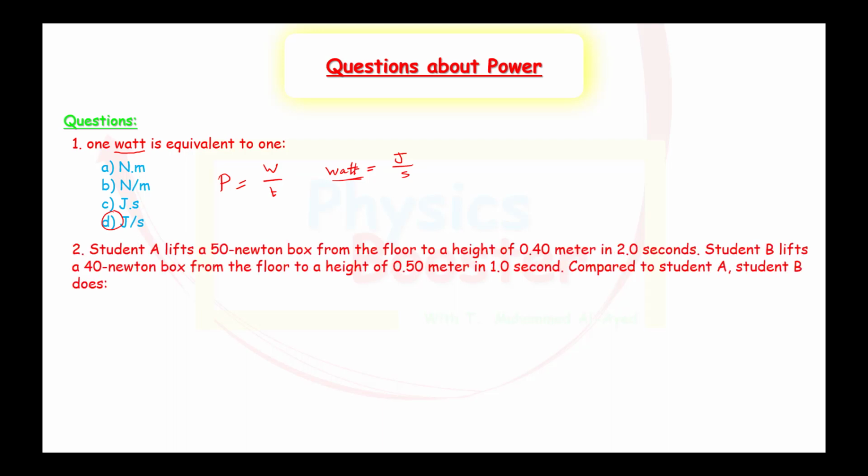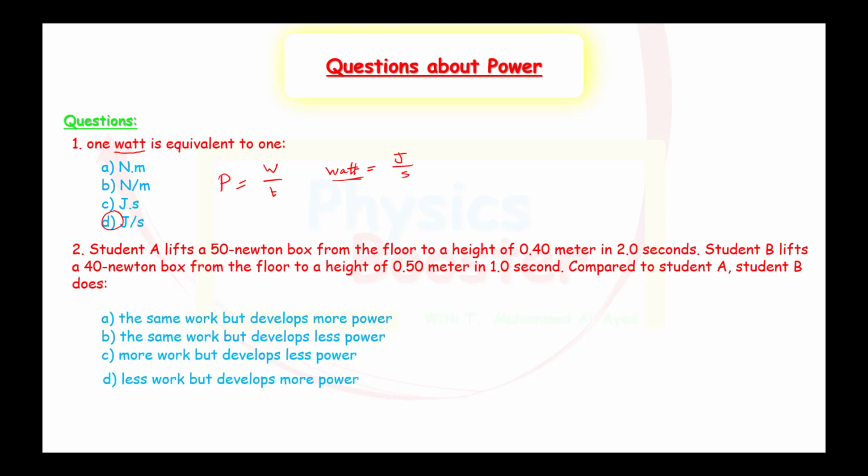Student A lifts a 50 Newton box from the floor to a height of 0.4 meters in 2 seconds. Student B lifts a 40 Newton box from the floor to a height of 0.5 meters in 1 second. Compared to student A, student B does, and we have these following choices. First of all, let's try to do the following. We will be finding for each student the amount of work or energy he used. Let's say work or energy. And we need to know how much power each one of them did.